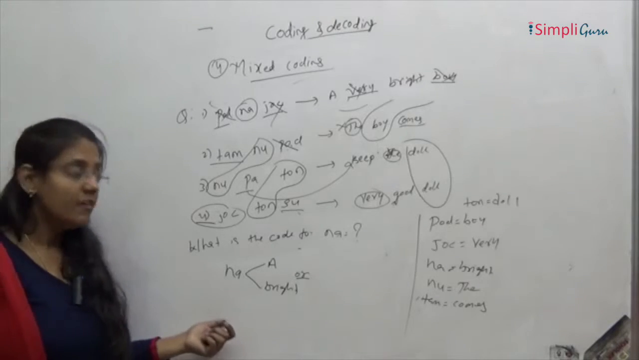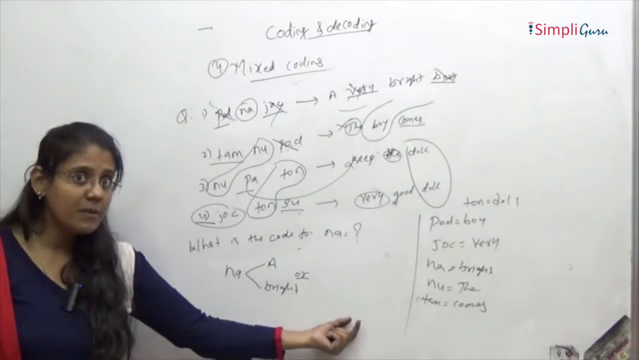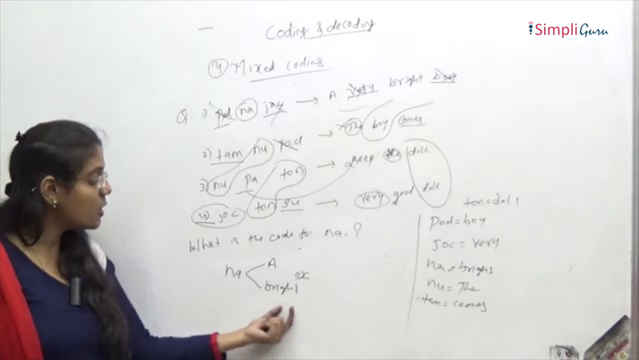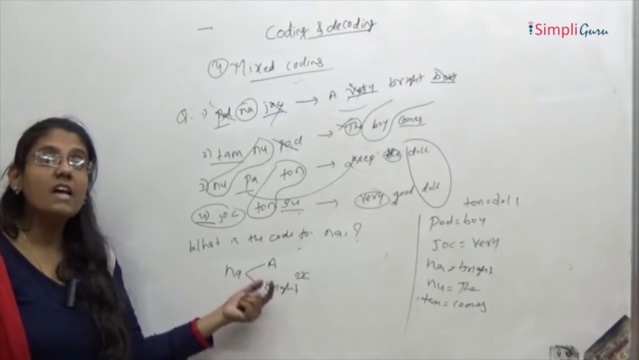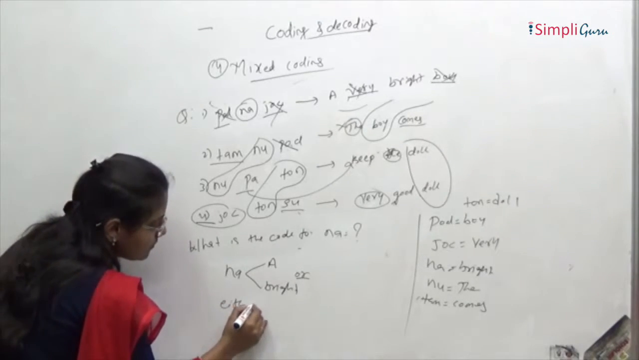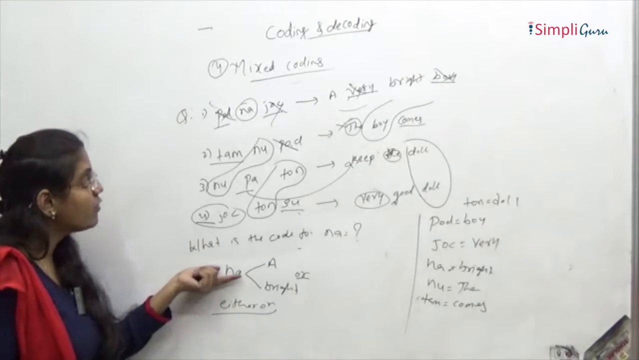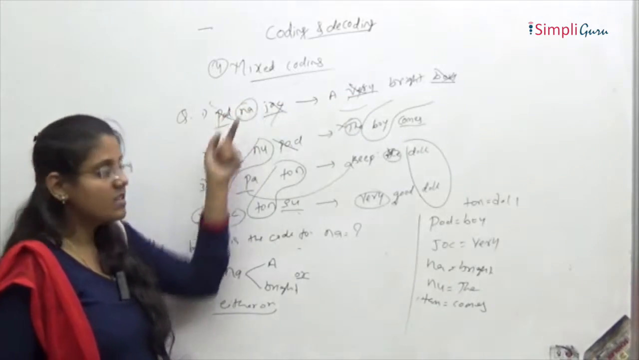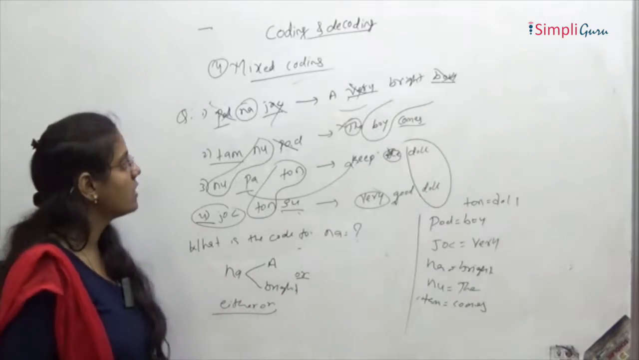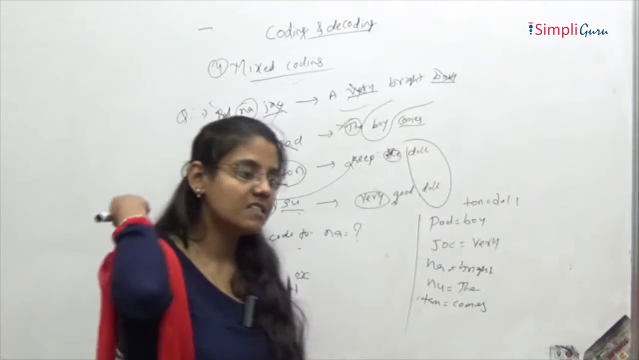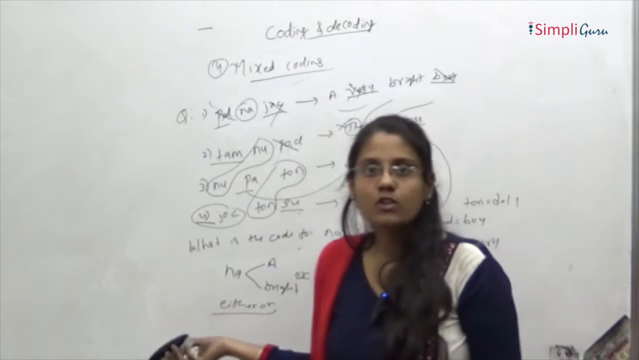If in the options, A option is A, B option is bright, C option is boy, D option is none, definitely my answer will be none. But if A option is A, B option is bright, C option is either A or B, D option is both A and B, at that time my answer should be the either-or case. So it is not necessary that I get one code for one word. Sometimes I will get two codings for one word. At that time it goes with the either-or case. This is how they ask mixed letter coding. Nowadays they are mainly focusing on mixed letter coding from coding and decoding. So just focus on the mixed letter coding.